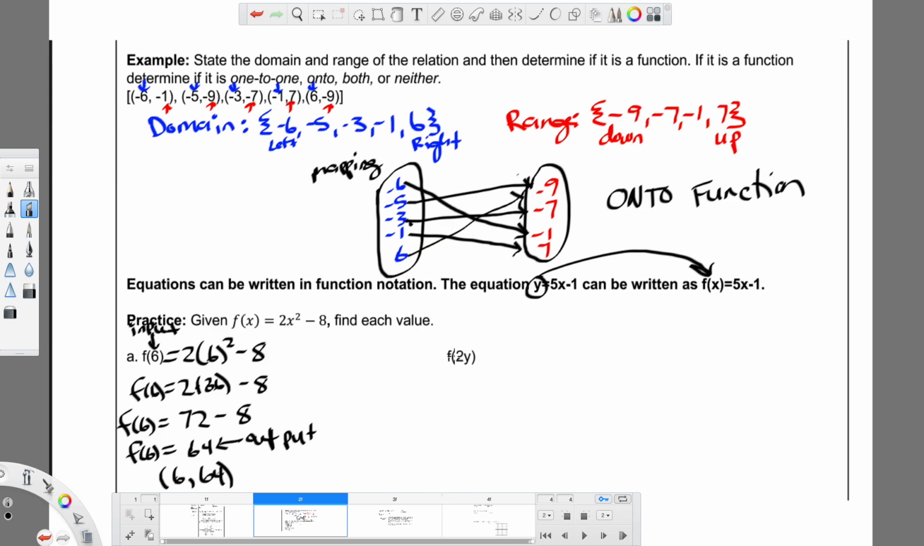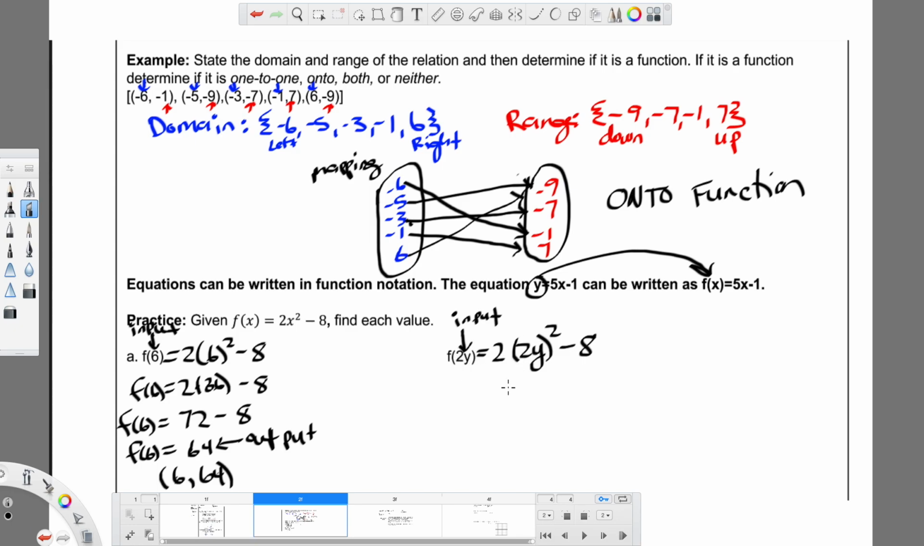All right, let's look at this one. So this one's a little different. Now they're asking us to input 2y. So this is my input. And we have to see what our output is. So now it's 2. Instead of x, I'm replacing x with 2y. Like that. So that's definitely a common one where they ask you to replace it with a monomial.